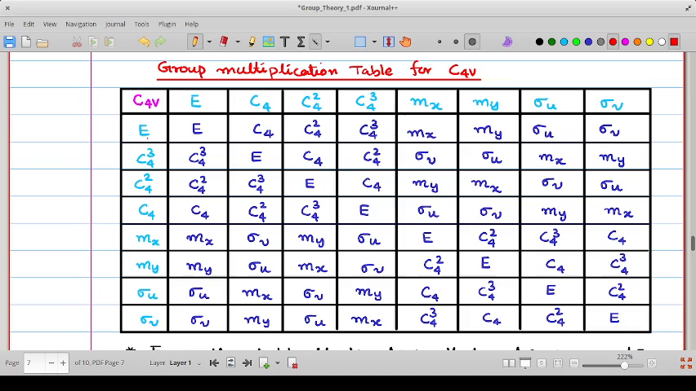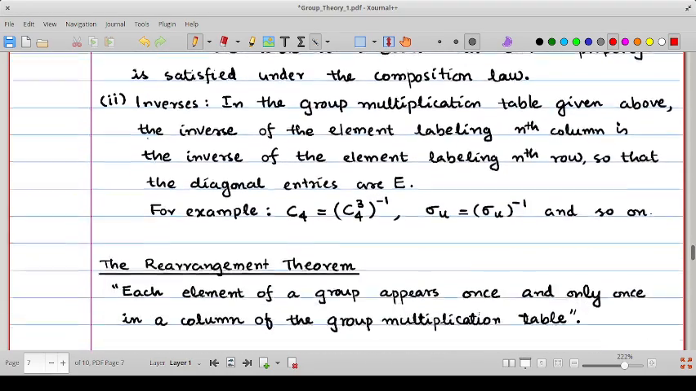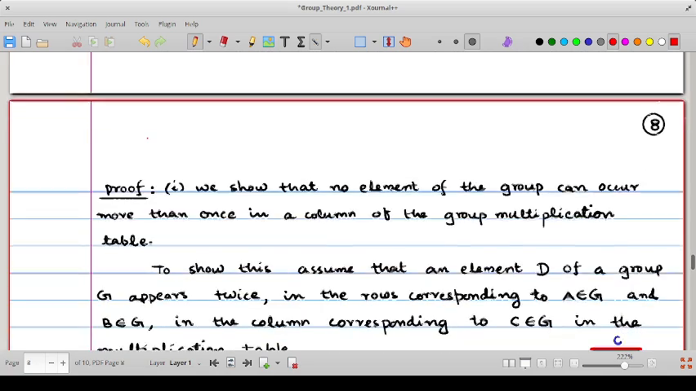So this, in other words, means that multiplying every element of the group with a particular element of the group reproduces all elements of the group, each appearing only once. Or in other words, multiplication of all the elements of the group with a particular element produces the group itself, but in a different order. And that's why the theorem is called the rearrangement theorem. Now we formally prove this theorem.